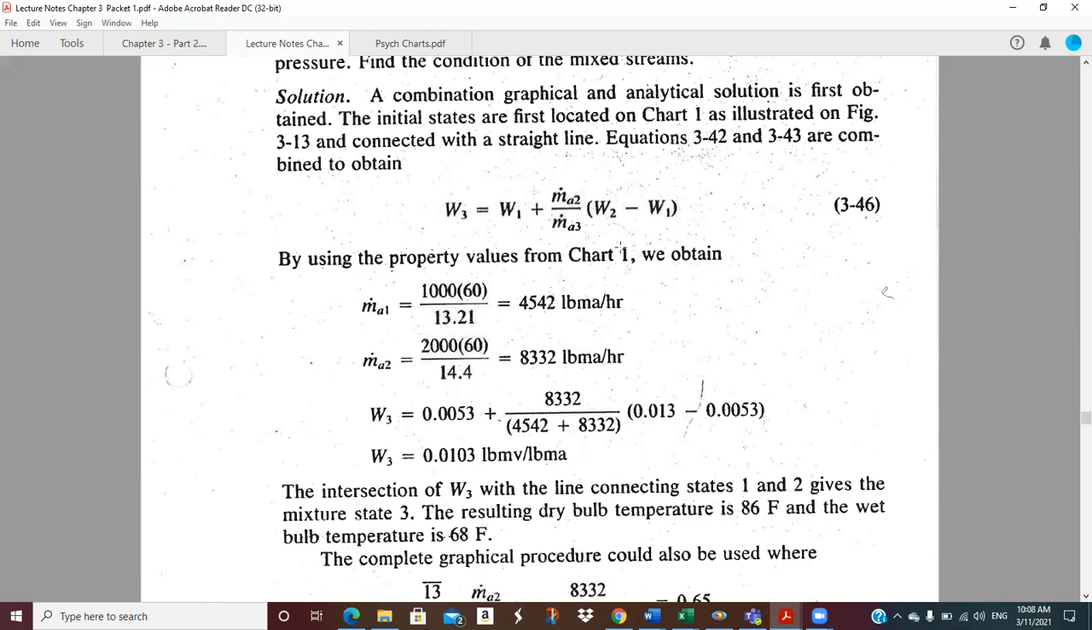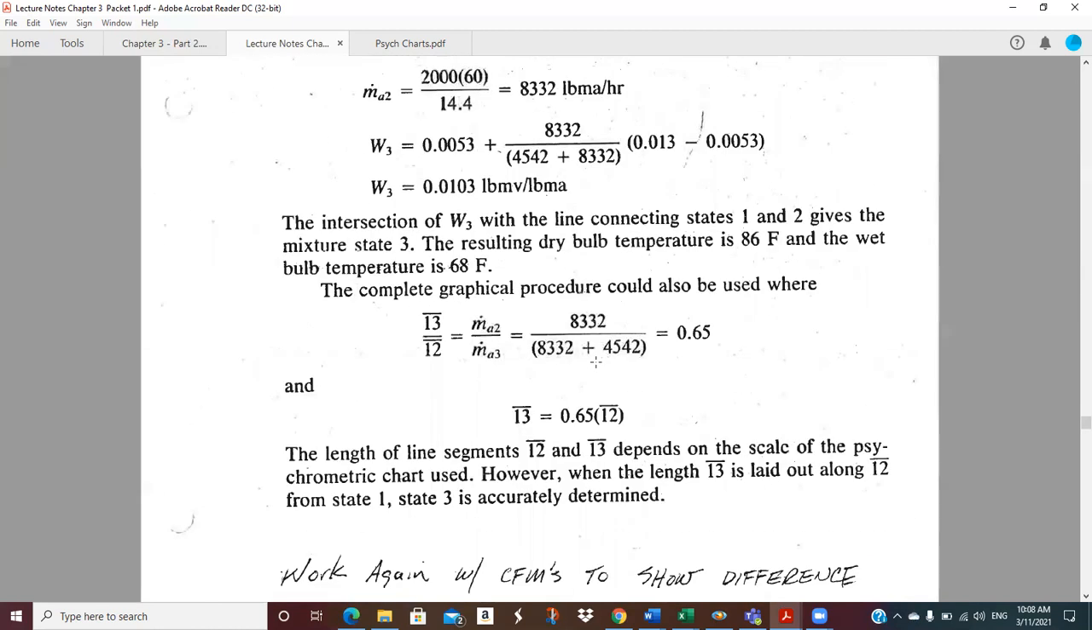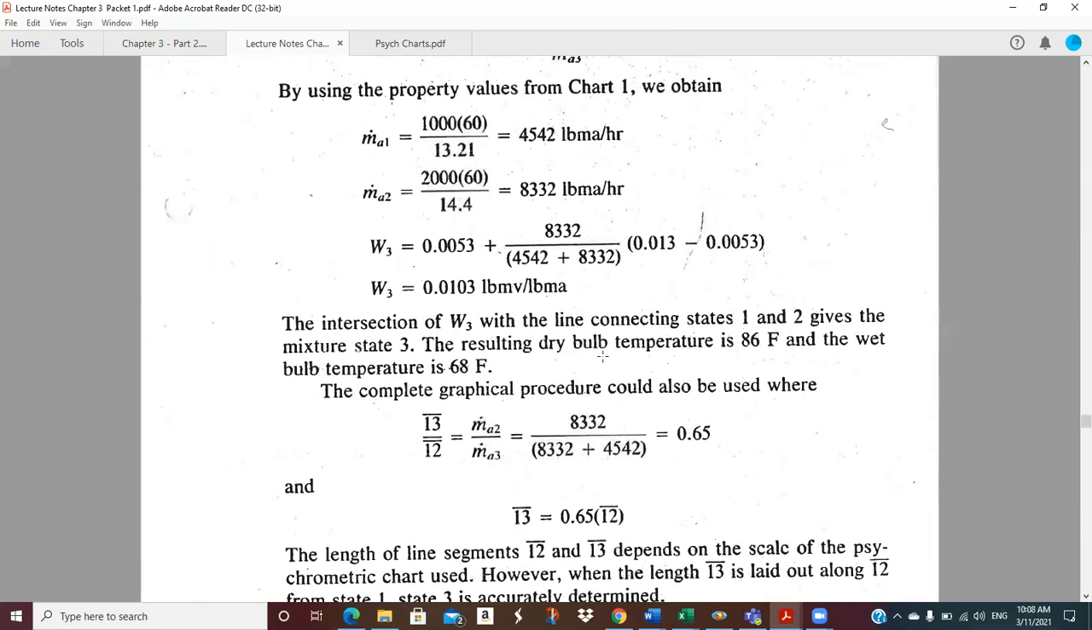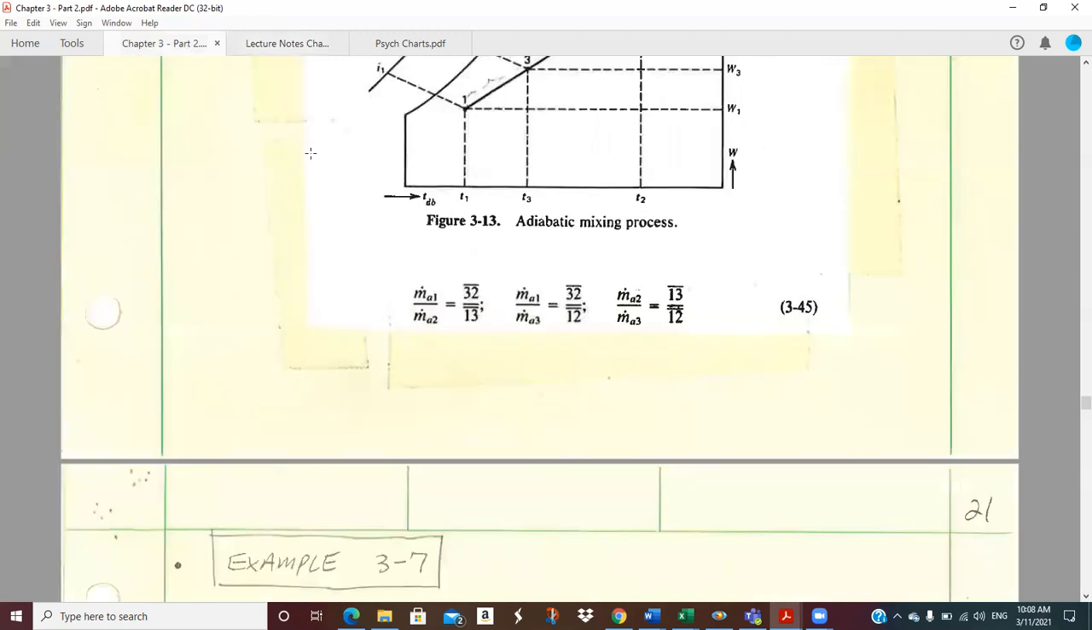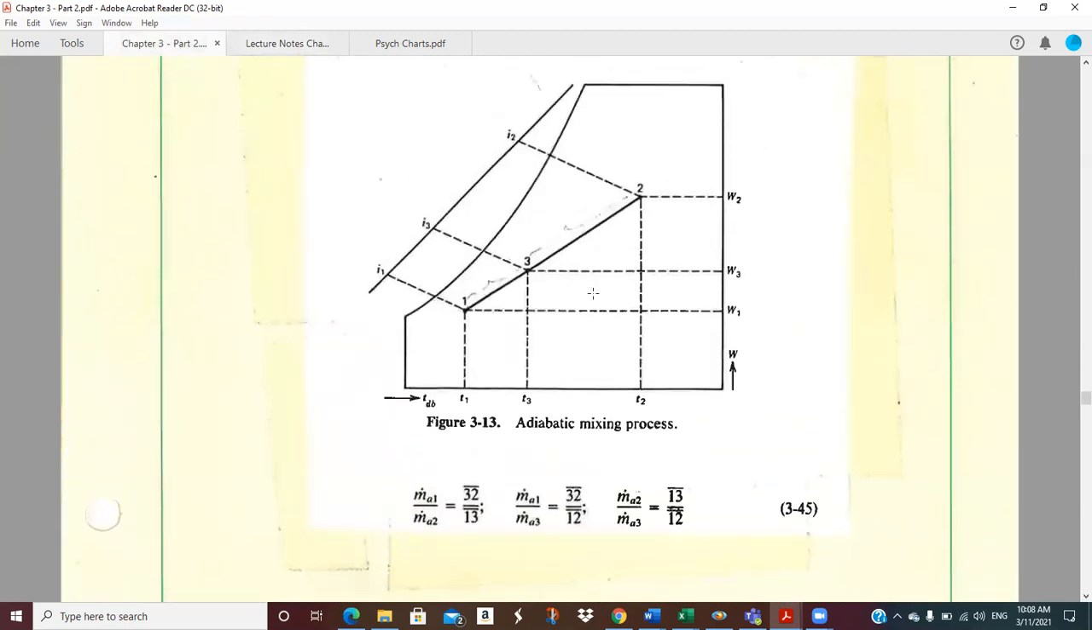You draw a line between those two points and you come across, and we say, we don't have a psych chart on this one. Let's see, I guess we can go back to this. Yeah, so basically what you've done is a ratio and proportion between this point and this point based on the mass flow rates, okay? And you calculate W3 and then at that level you come across, and when you hit the line between the two points, that defines state 3.